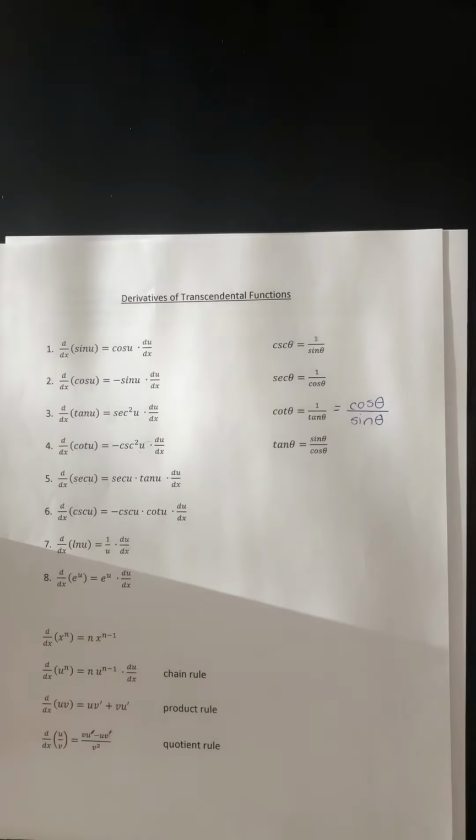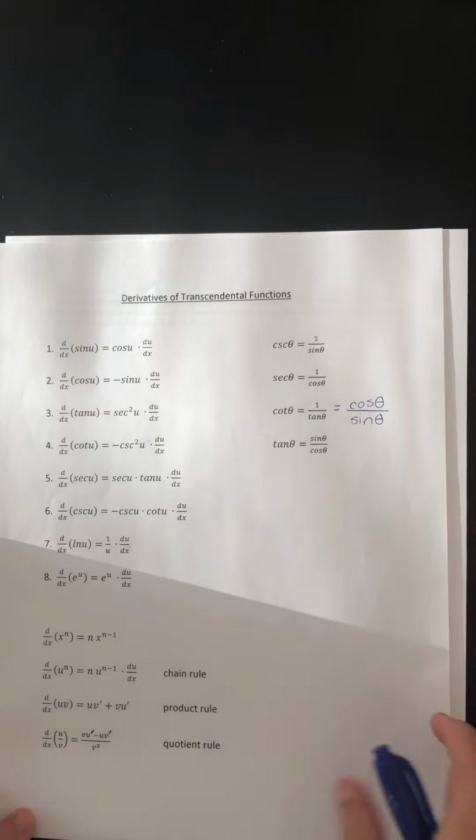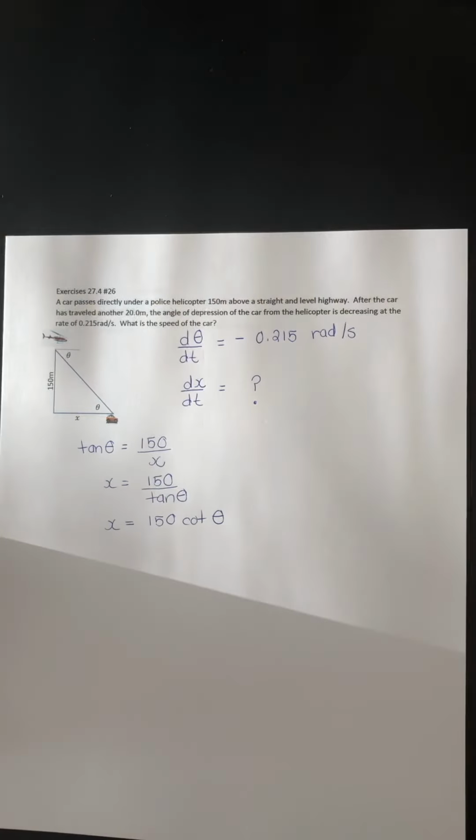I'm going to move the phone. Sorry about that. So here we are. 1 over tangent is the cotangent.